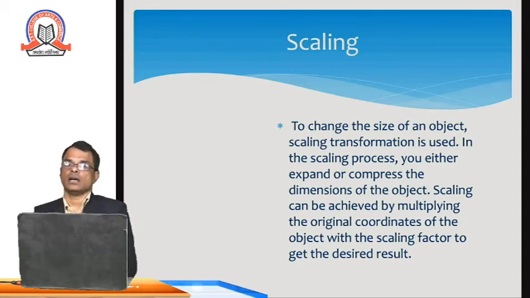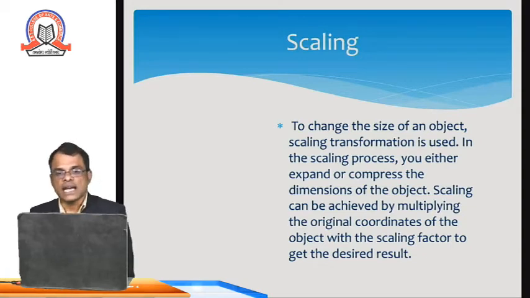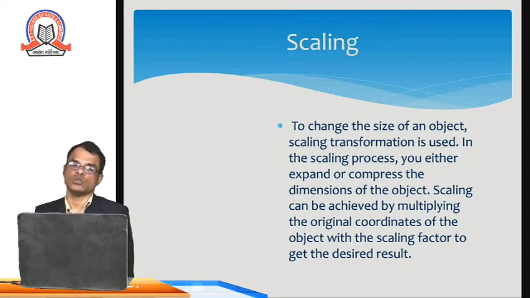Now after shearing, there is scaling. Scaling means if we have an object of 2 by 2, we can scale it to 4 by 4. To change the size of an object, scaling transformation is used. In the scaling process, you either expand or compress the dimension of the object. Scaling can be achieved by multiplying the original coordinates of the object with the scaling factor to get the desired results. So how are we going to do the scaling? We multiply the scaling factor with the original coordinates.